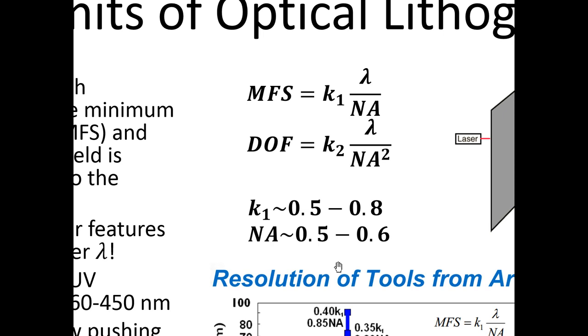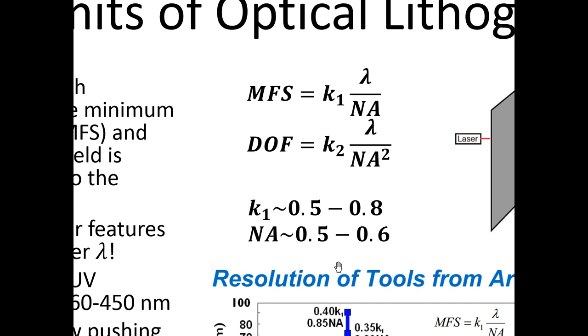The numerical aperture has to do with the optics of the system. Okay, the larger the numerical aperture, the smaller the minimum feature size. Typically, with commercial devices, the numerical aperture is somewhere between 0.5 and 0.6. It can be outside that range as well, but that's the general range.